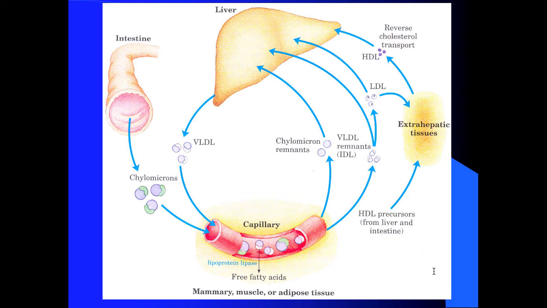Chylomicrons enter the lymph, then the blood, and then look what they do. Then they go through capillaries and tissues. So the example tissues: mammary tissue, muscle tissue, adipose tissue. And now look what's happening. As the chylomicrons move through those capillaries, they lose their free fatty acids because they are hydrolyzed by lipoprotein lipase.